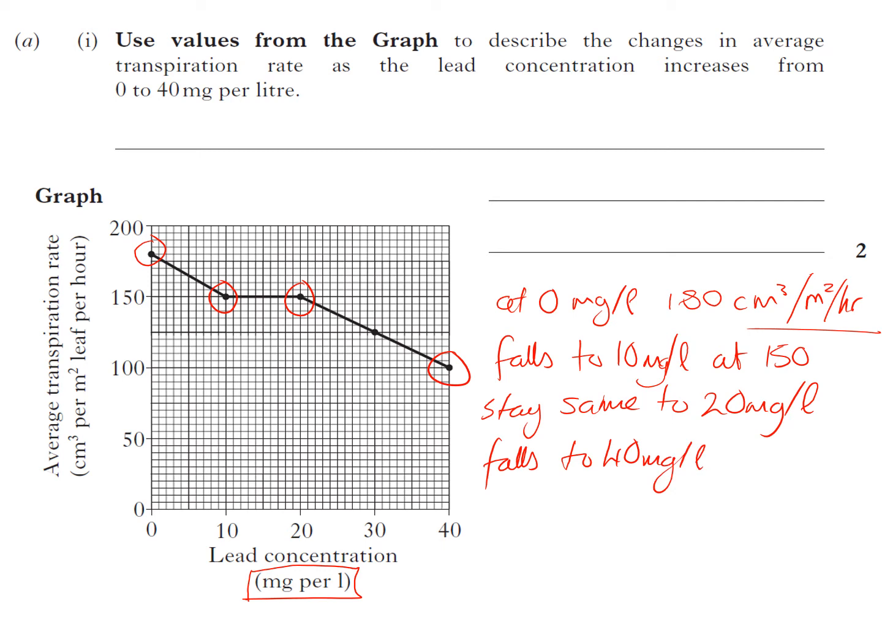And what have we got? 100 centimetres cubed per metre square per hour. I'm actually not happy with how I've written that. I would actually say falls to this, falls to that at 40 megs per litre, and it should be at that at 0 megs per litre, just to make it clearer, I think. But they're your data points.